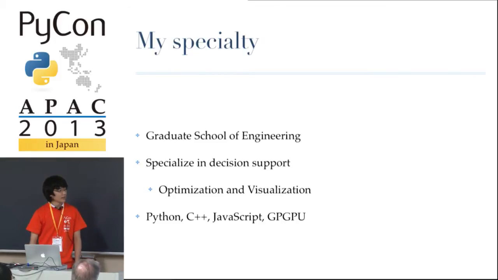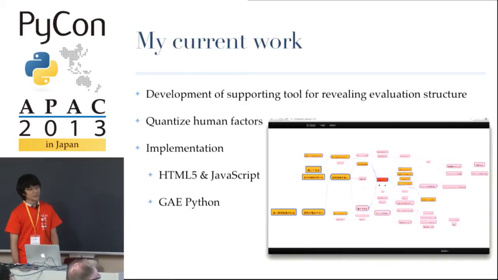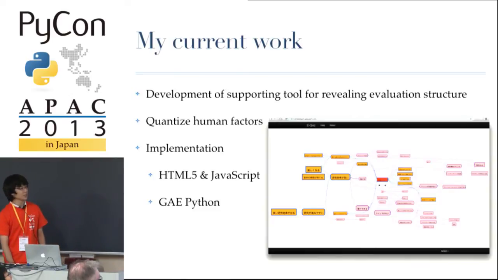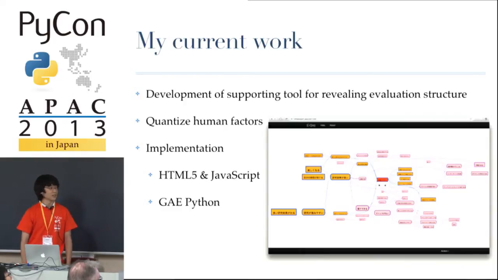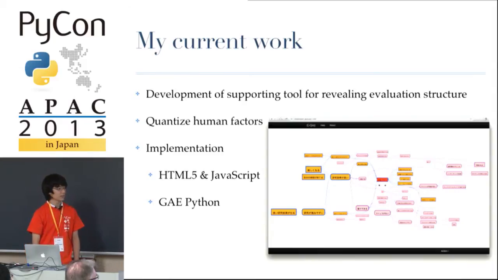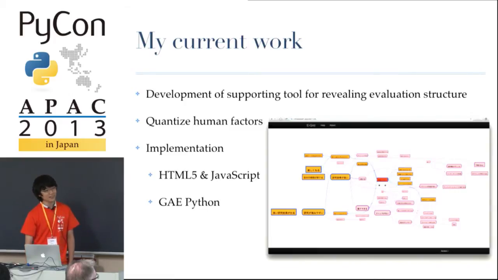Now, I'm writing JavaScript to implement a visualization application in web apps. I'm developing a supporting tool for revealing evaluation structure to quantize human factors. Most of this source code is JavaScript, but the backend server is implemented in Python using Google App Engine.